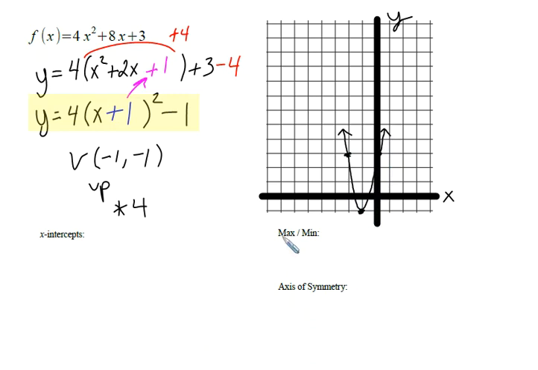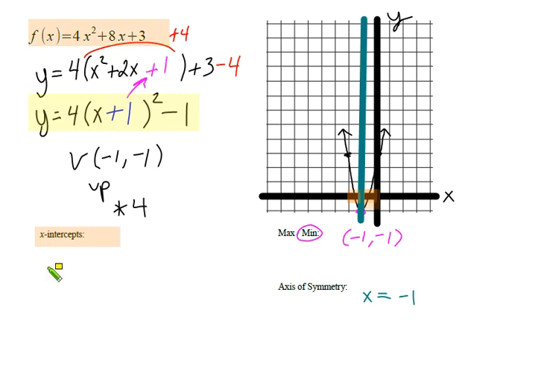There is a minimum point because this parabola is opening up, and that minimum point is at (-1, -1), which is the vertex. The axis of symmetry, again in this case, would be the vertical line that splits the parabola into two congruent parts. That will be at x equals -1. And if we wanted to solve for the x-intercepts of this parabola, notice they are not going to be at integers. If we wanted to solve for those specific x-intercepts, we could always go back to the standard form equation, set it equal to 0, and solve accordingly.